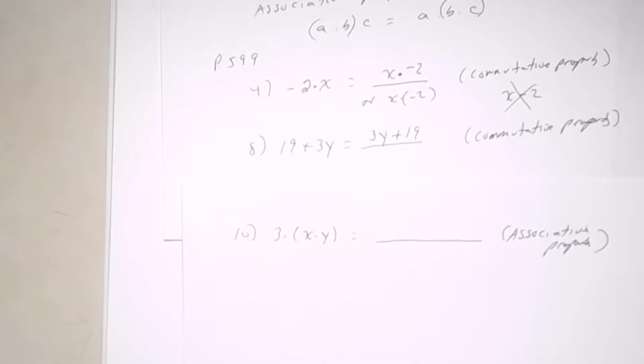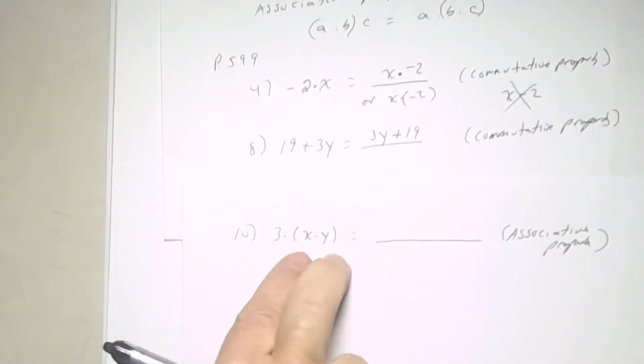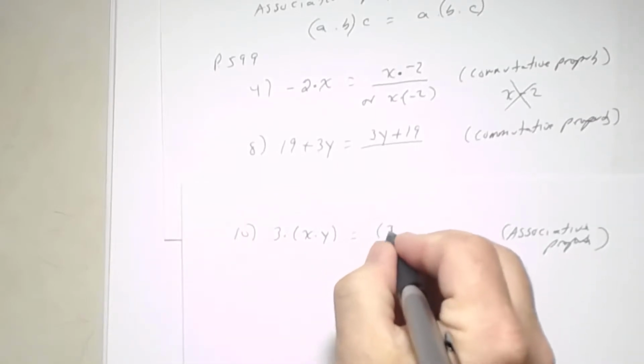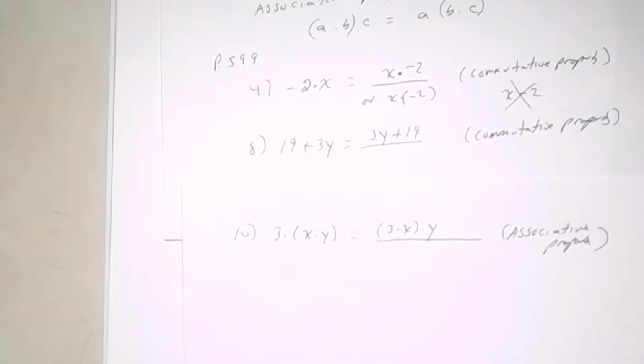3 times x in parentheses. So it has to be 3x and y in that order, correct? Okay, because it has to be in the same order as this one. But instead of grouping the last 2, you're going to group the first 2. So it should look like this. So 3 times x times y.